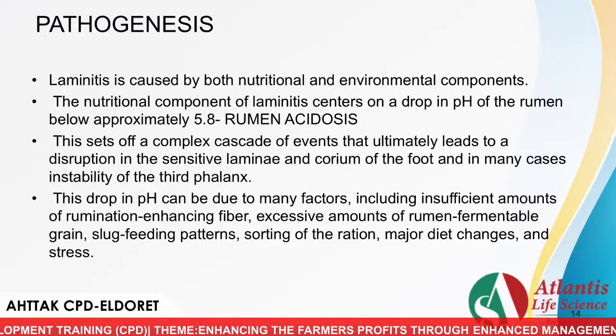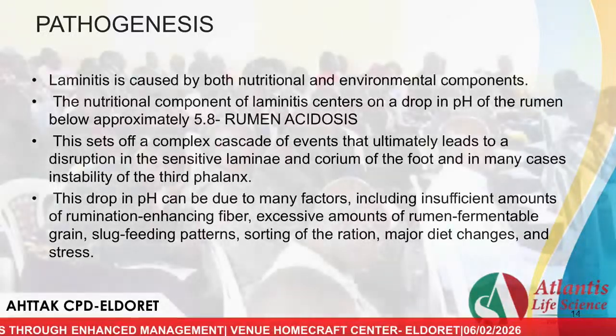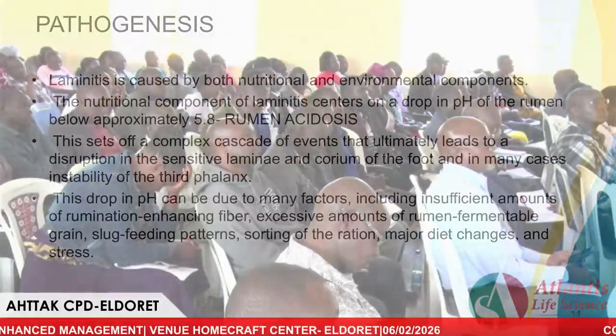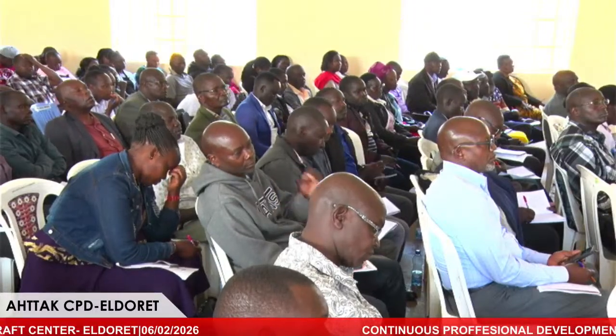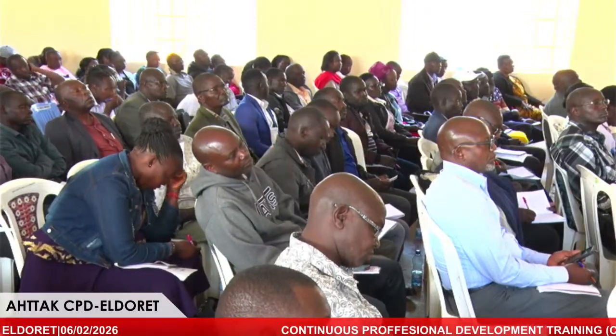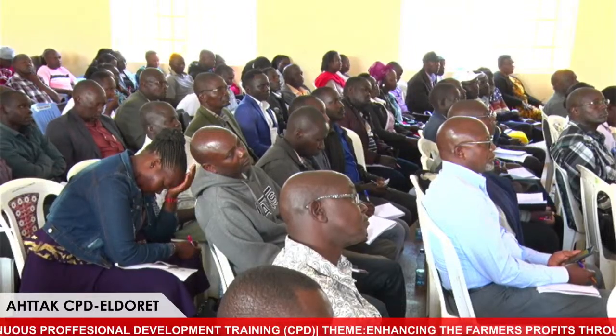Now, the gram-negative bacteria in the rumen will produce what we call endotoxins, and then the gram-negative will produce what we call exotoxins when they are killed. And these toxins are the ones associated with laminitis because they directly affect the coronary band or the corium of the hoof. Okay?